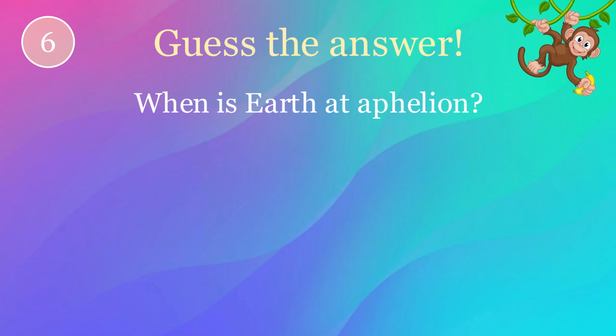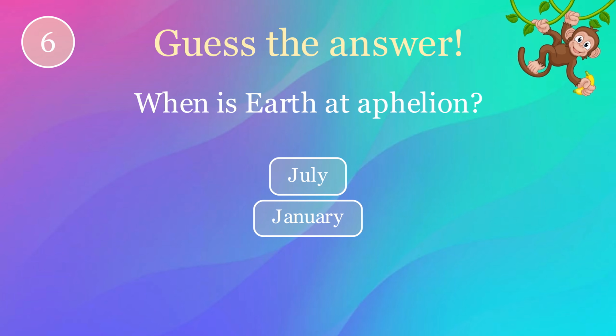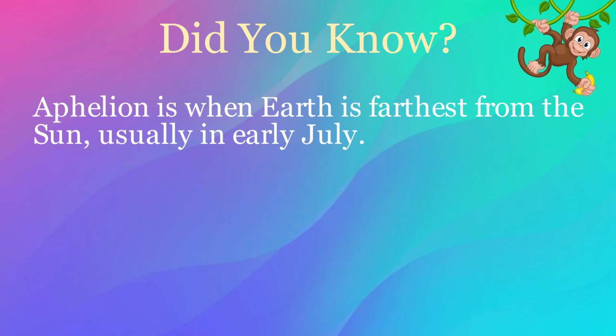When is Earth at aphelion? July, January, March. The correct answer is July. Here's an interesting fact: aphelion is when Earth is farthest from the sun, usually in early July.